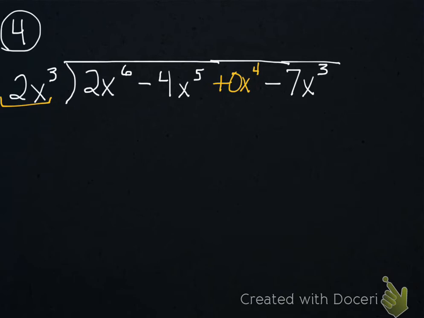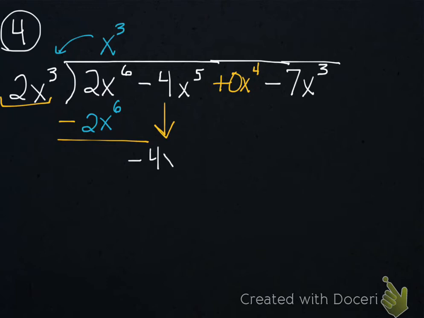Now, what multiplies by 2x cubed to give me 2x to the 6? X cubed. Multiply the x cubed by the term and write it down: 2x to the 6. Draw your line, change the sign. Drop the next term down, because they completely cancel. Negative 4x to the 5th.